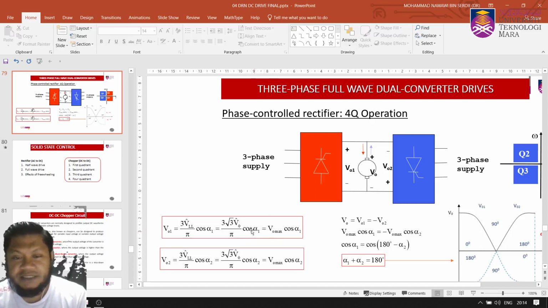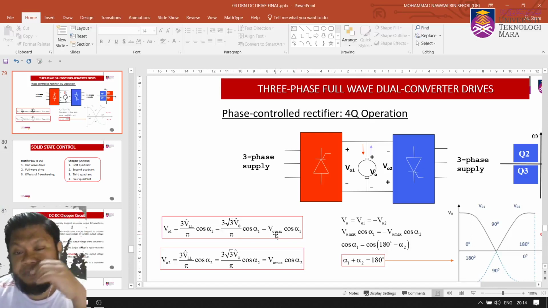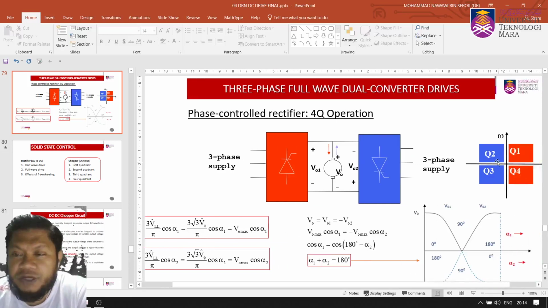So V out max equals 3 multiplied by root 3 V phase over pi, multiplied by cos alpha 1. So the maximum output voltage is due to alpha equals 0. So that VL1, VL2 based on the alpha 2, and this is the quadrant operation. You can operate at all 4 quadrants operation.